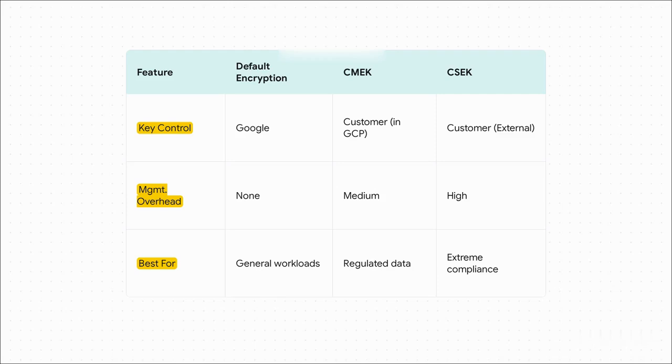Okay, this table really breaks it all down nicely. You've got default encryption, where Google's in control. You have zero management overhead, perfect for most general workloads. Then in the middle, you have CMEK. You control the key, but it's inside GCP. There's a bit more management involved, but this is really the sweet spot for regulated data. And finally, CSEK. Total control, with the key living outside of GCP. This means high management overhead, and it's really meant for those extreme compliance situations. It's all about picking the right tool for the right job.